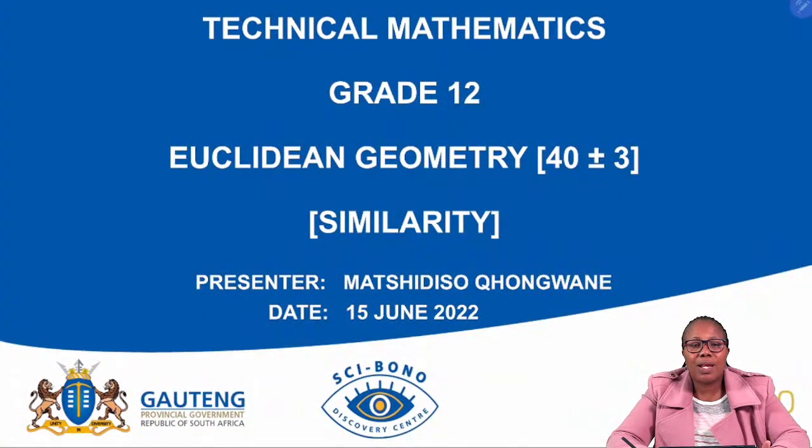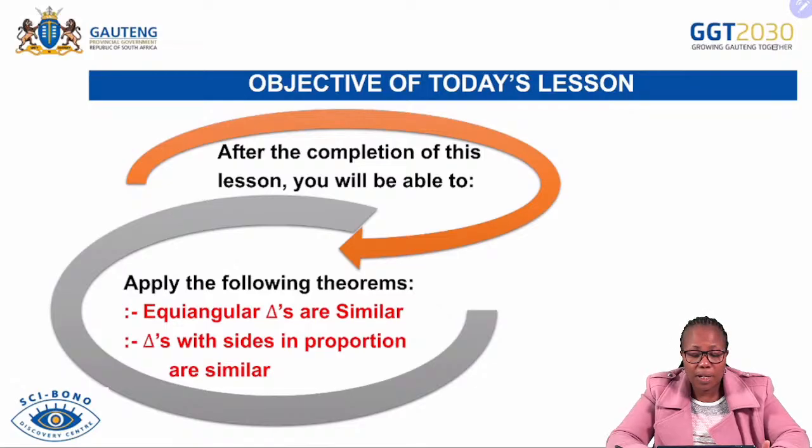Okay. So our topic today is Euclidean geometry, and we are looking at similarity specifically. Remember, this topic, Euclidean geometry, is worth 40 plus or minus 3 marks on our Paper 2. So we must give it attention since it is worth so many marks. All right, without any waste of time, let's begin now.